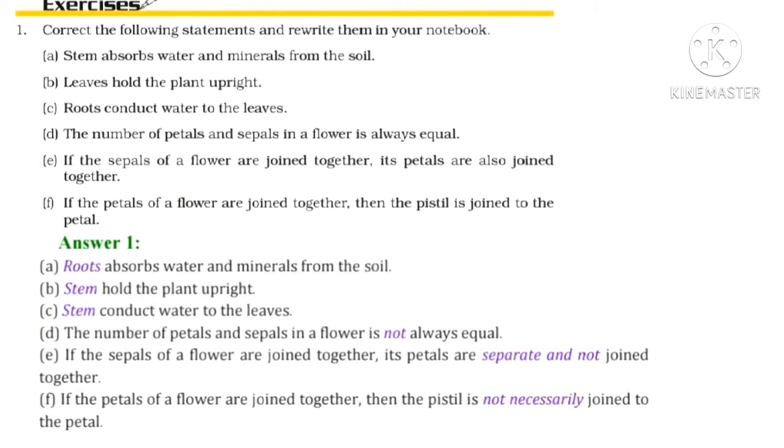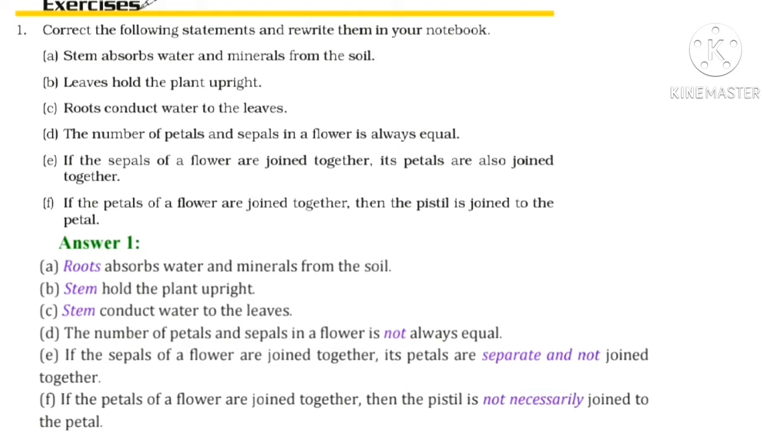Hope you all understood this topic. Today we will discuss the text exercises and also we will start the next lesson. Okay? Take your textbook. We'll discuss textbook exercises first. Let's begin the textbook exercise. First question, correct the following statements and rewrite them in your notebook.